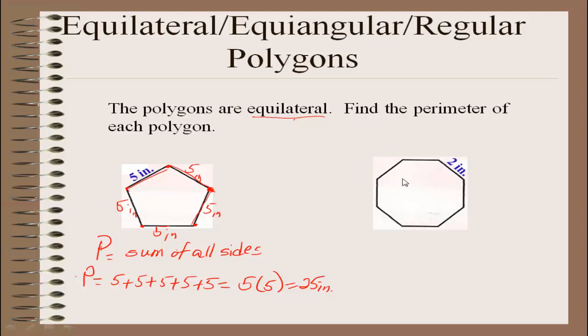For this one here, this is an octagon, right? 8 sides, and it's equilateral. So all the sides measure 2 inches. So when I look for perimeter, since all the sides are 2 inches, and I have 8 sides, that gives you 16 inches.